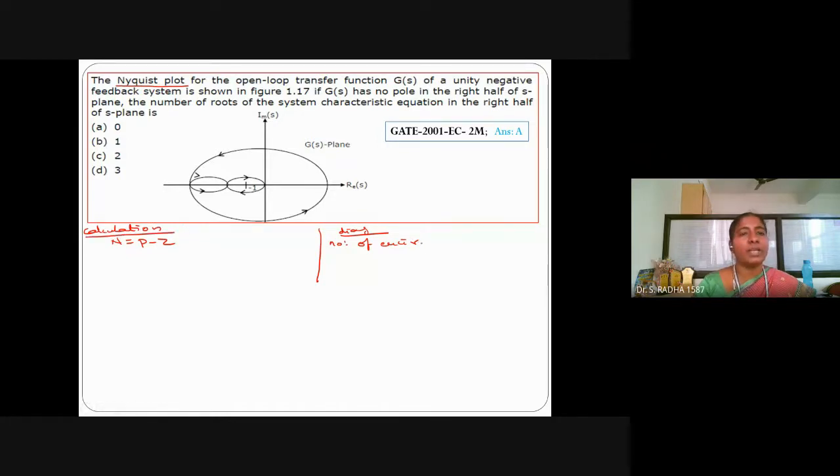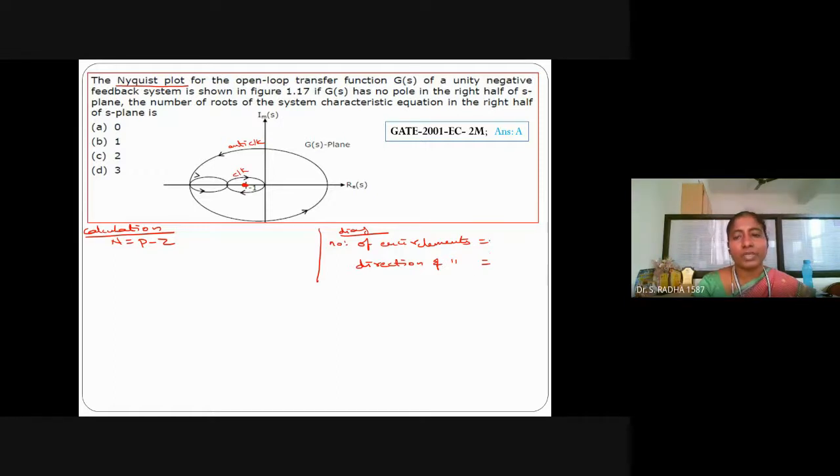So from the diagram, how many encirclements do we have to identify, and what is the direction of the encirclements? In the diagram, the critical point -1 plus j0 is somewhere here. How many encirclements? This is one clockwise encirclement for -1 plus j0, and this is an anti-clockwise encirclement for -1 plus j0. One clockwise, one anti-clockwise, so fully it becomes 0.